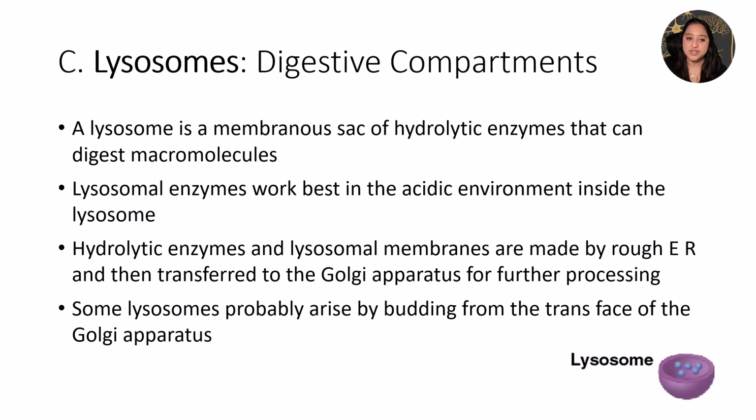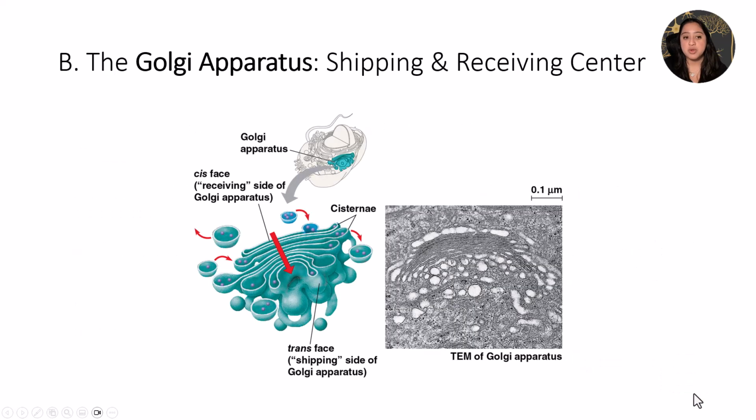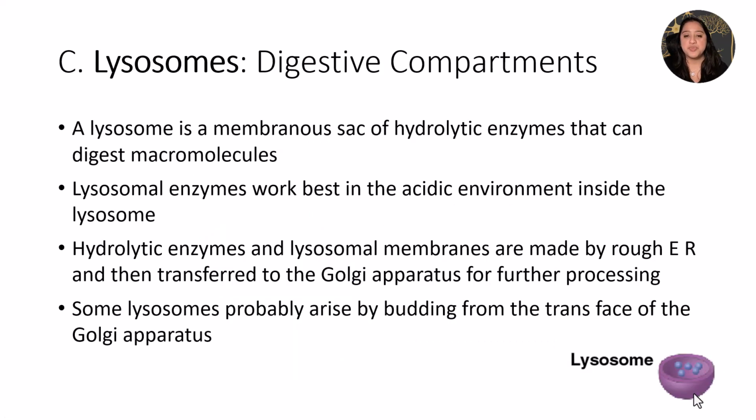And so these hydrolytic enzymes and the lysosomal membranes are made by the rough ER, and then transferred to the Golgi apparatus for further processing. And some lysosomes probably arise by budding from the trans face of the Golgi apparatus. So again, there's still some stuff that we're learning more about, and that we could say probably arise this way.